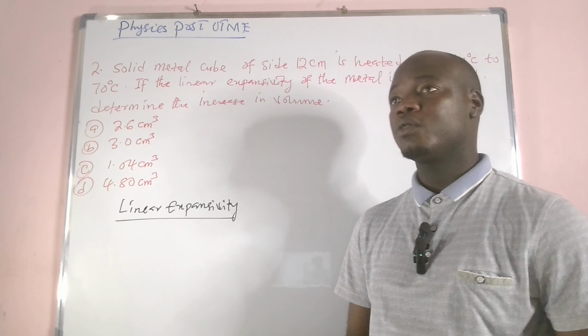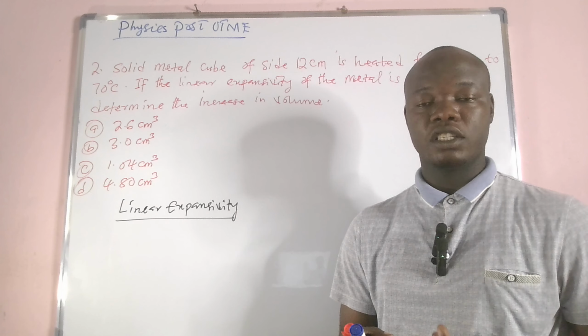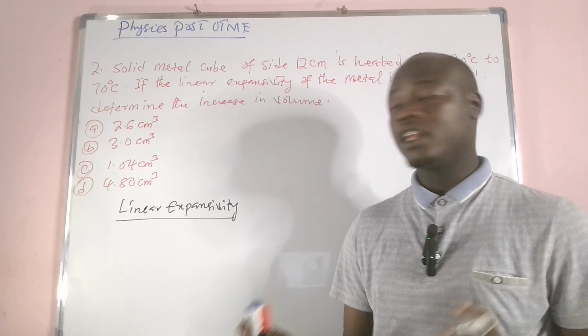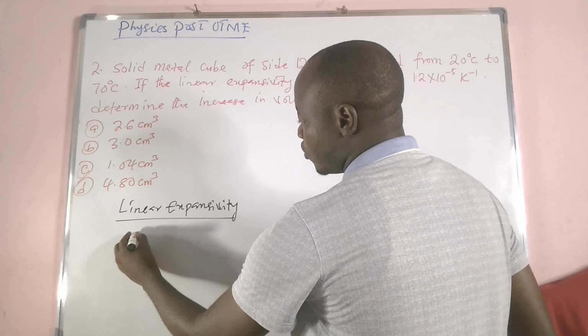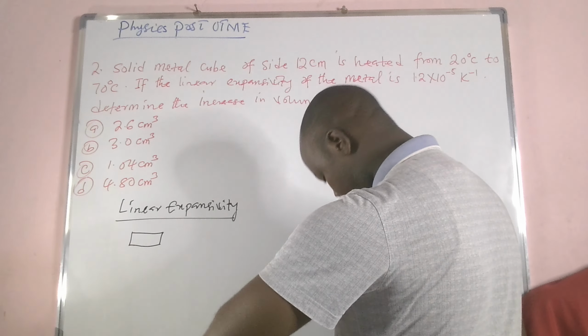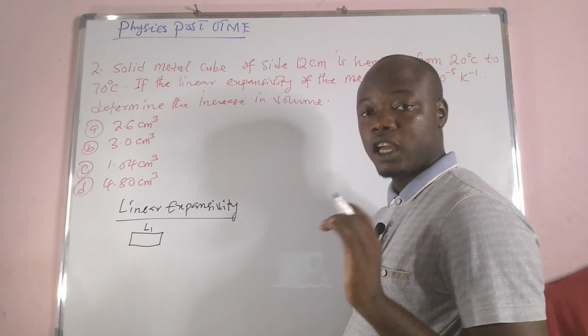So linear expansivity is when you have a material and, due to an increase in temperature, you have an increase in the length of the material. That is what you call linear expansivity. Let's say you have an original material like this, and the length of the original material is like this, and this is the initial length, that is L1.